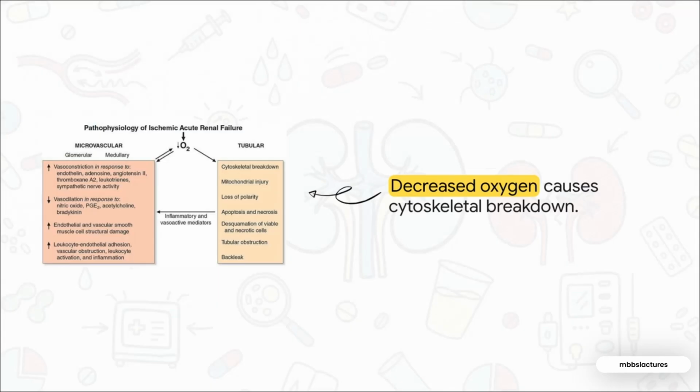Let's zoom in and see how this actually builds on a cellular level. Decreased oxygen delivery directly causes cytoskeletal breakdown right there in the tubular cells. As these dying cells slough off, they form this necrotic debris that physically clogs up the tubules. This blockage spikes the intratubular pressure, which actually causes the glomerular filtrate to leak right back across the denuded epithelium and into the bloodstream. It's just a brutal, vicious cycle of microvascular and tubular failure.